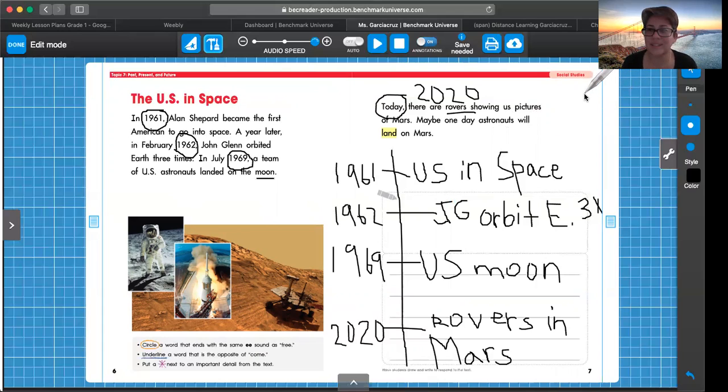United States in Space? Now, if you have your book, I would like for you to do the same thing and then take a picture and have an adult send it to me.